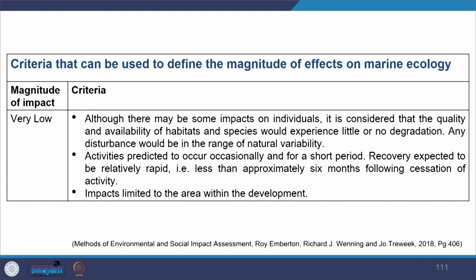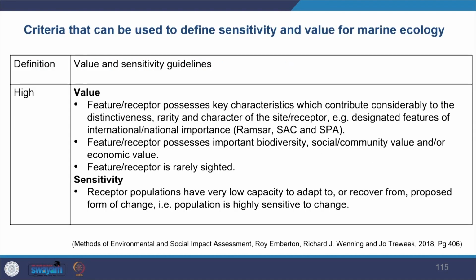So you look at those questions, and in the same way you have another example where you look at the sensitivity of the receptor. When do you see that there is high sensitivity? You look at a receptor and its key characteristics: are they distinctive or not, and are they specially protected areas or protected species? What is the value of it, and how sensitive are those receptors, can they adapt to the change or not? If not, then their value would be high.